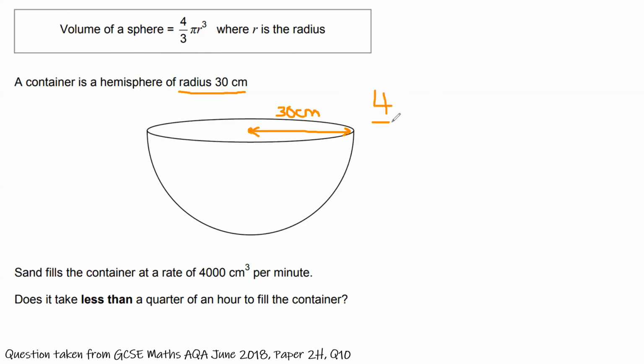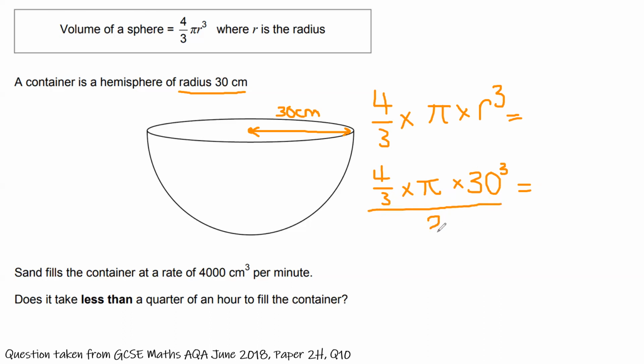Okay, so let's put in some of the numbers. So we've got 4/3 times pi times the radius cubed. So if we put in the numbers that we know, we've got 4/3 times pi times 30 cubed. Because we have 30 cubed, when you put this into your calculator, it's going to come up with a huge number. But that's fine. And what we need to remember to do at the end is to divide this whole thing by 2.